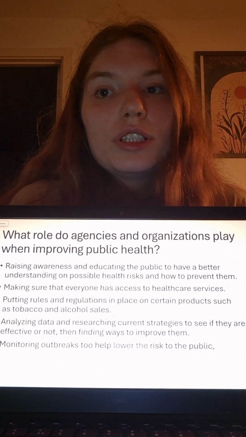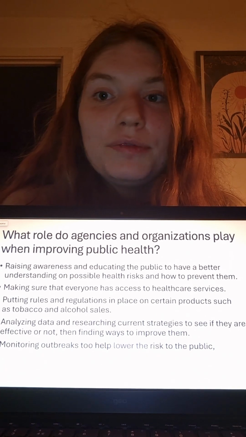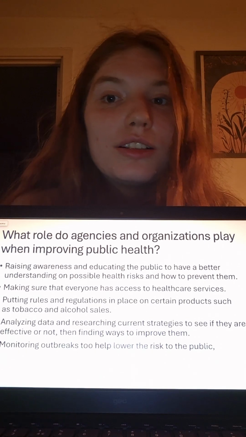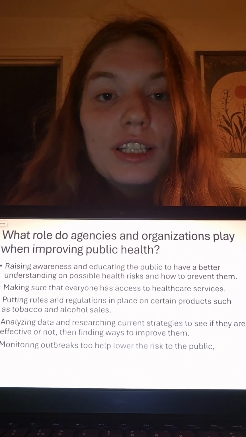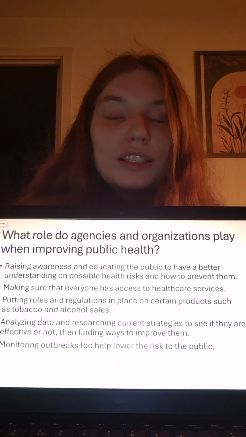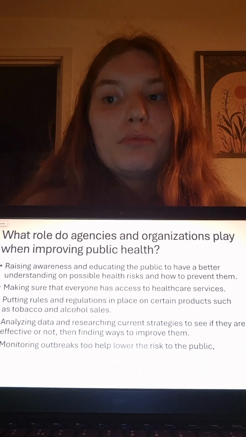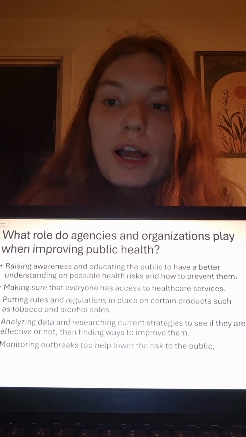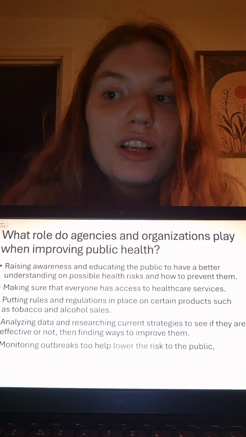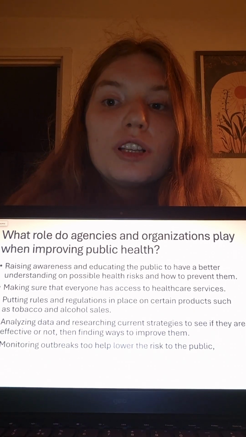What role do agencies and organisations play when improving public health? They raise awareness and educate the public to have a better understanding of the possible health risks and how to prevent these. They ensure that everyone has access to healthcare. They put rules and regulations in place on certain products such as tobacco and alcohol sales. They analyse data and research current strategies to see if they are effective or not and change them accordingly.